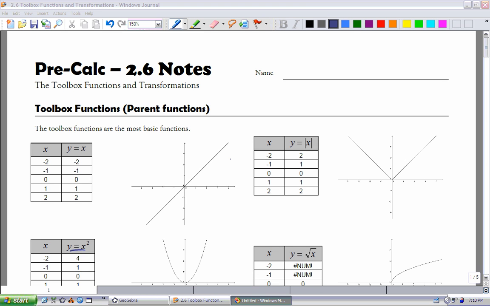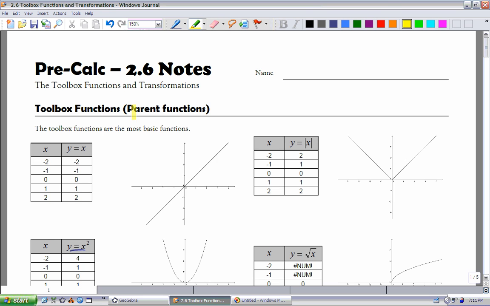Okay, we're going to start our exploration of the toolbox functions and their transformations. Sometimes we call toolbox functions parent functions, and I'll refer to those, the toolbox functions and parent functions, they're interchangeable. Toolbox functions or parent functions are the most basic functions that we deal with in math. Currently, the ones that you're equipped to deal with are y equals x.